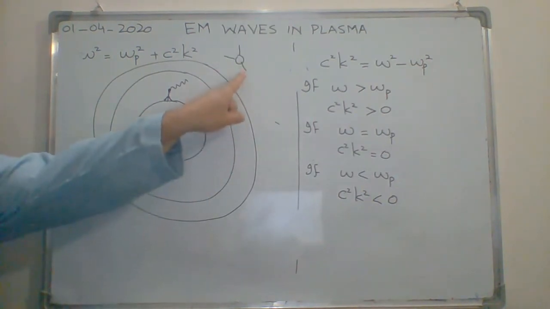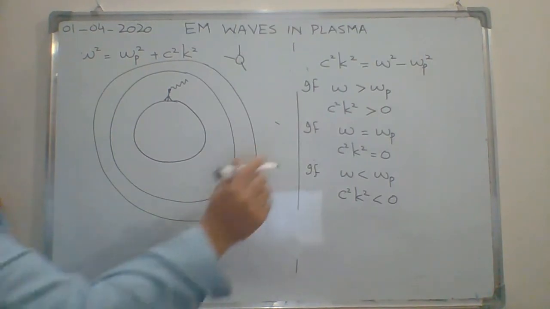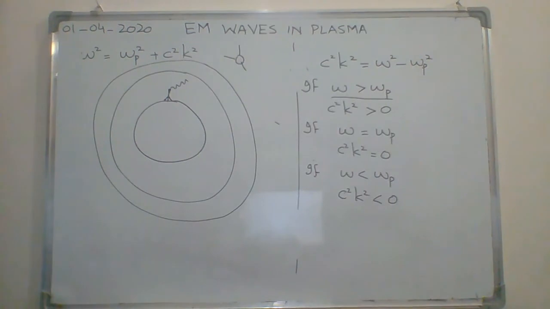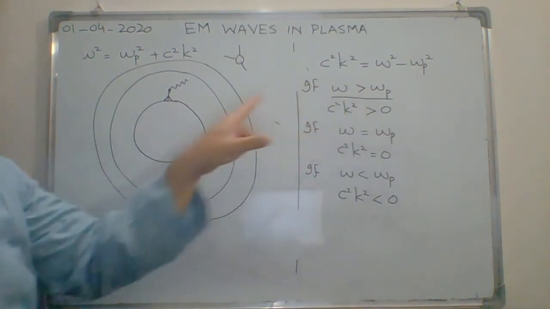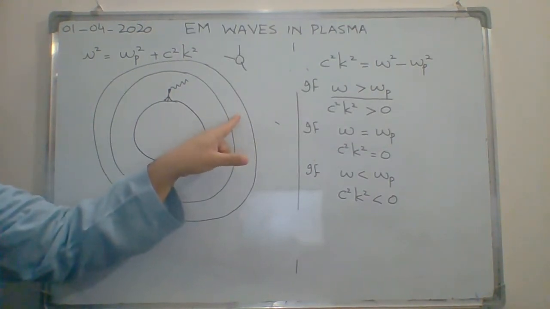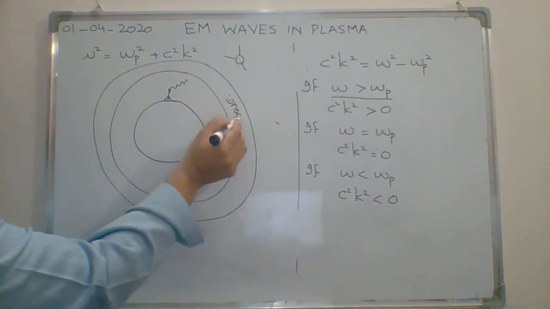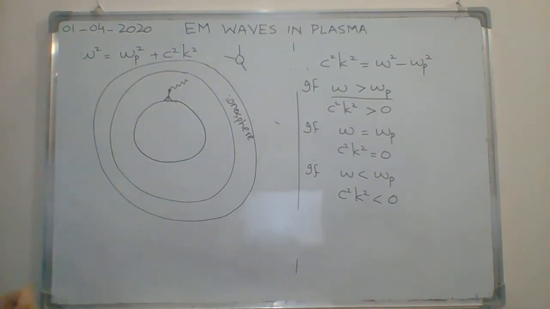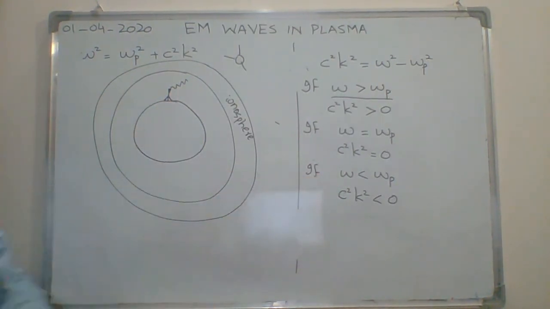Now, if we want to communicate with this satellite, we have to send a signal in this range. If the frequency of the signal is greater than the plasma frequency, the frequency of the plasma that exists in the ionosphere, then we can communicate with this satellite. Otherwise, these waves will reflect back according to this condition.